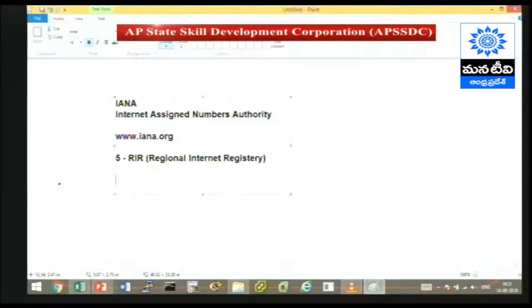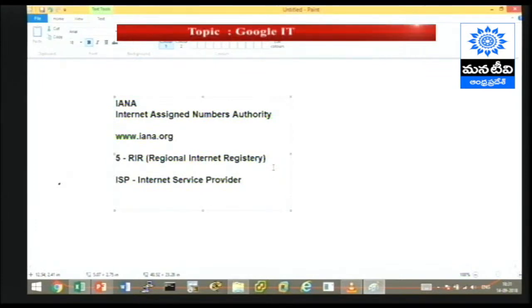So the hierarchy is first IANA, the global body to manage both IPv4 and IPv6 addresses. Under IANA, we have the next category called Regional Internet Registries. There are 5 such registries in this category, depending upon the region they belong to. Under these RIRs, we have ISPs, Internet Service Providers. Under that ISP category, we have the end users.